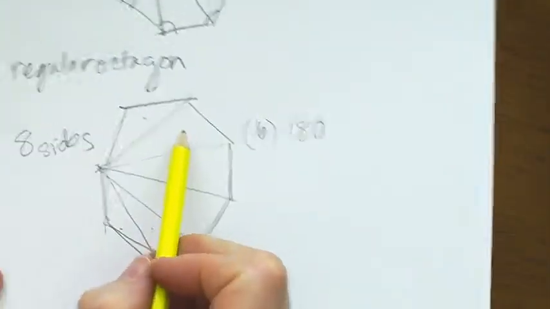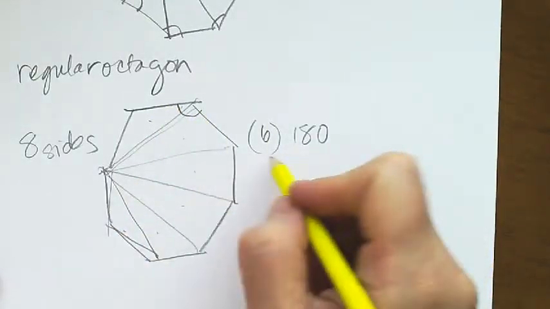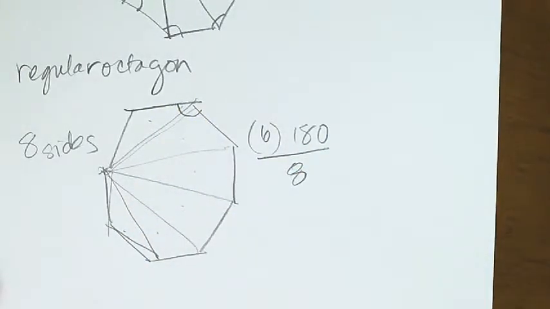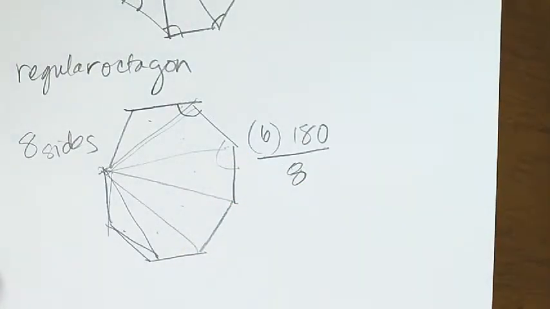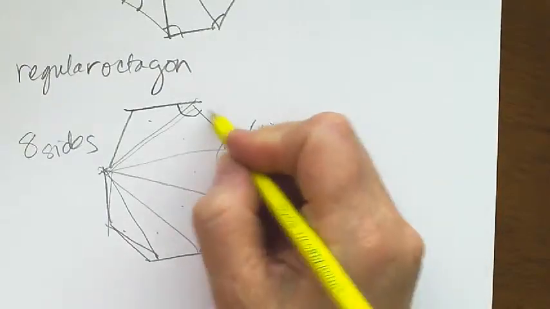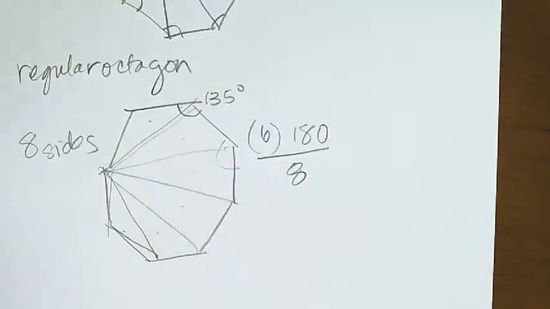If I was looking for the measure of just one of these angles, I would divide by 8, because there's 8 angles. So that's easy enough to figure out. 6 times 180 divided by 8 is 135. So each angle would be 135.